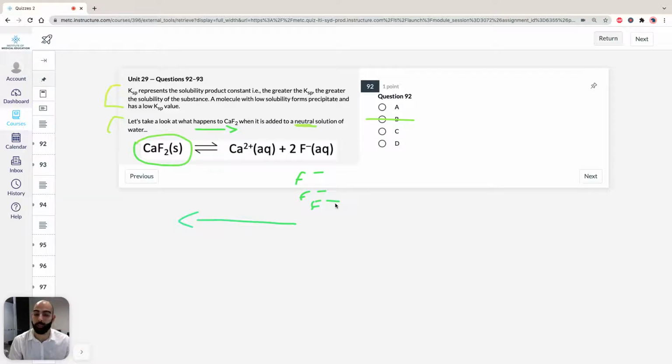So therefore, if you add the weak base, the same applies if you add a strong base, it's the same principle. You're going to push the reaction to the left, we're going to produce more solid, and it's going to be more precipitate.